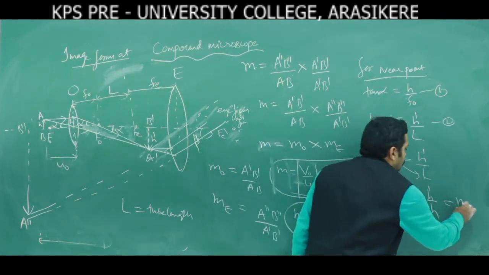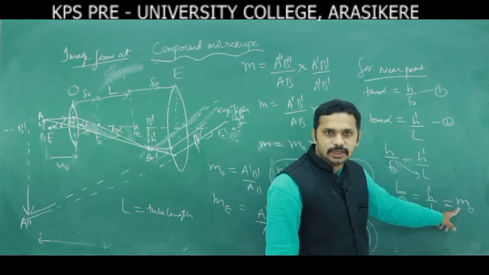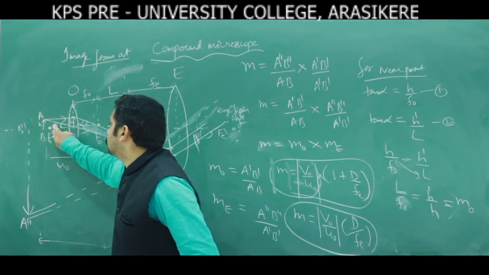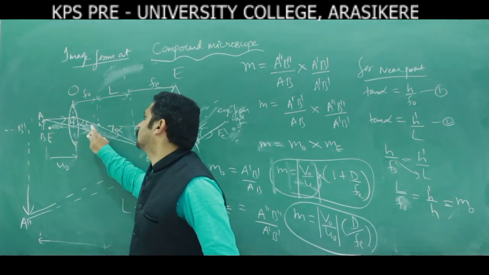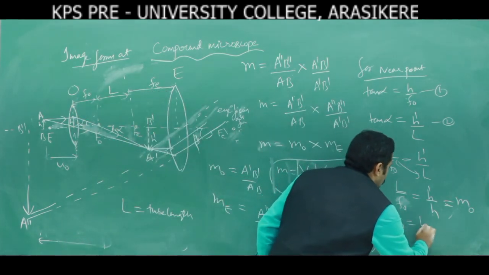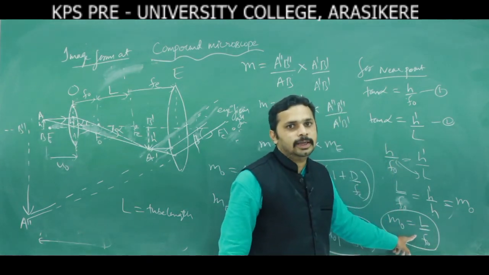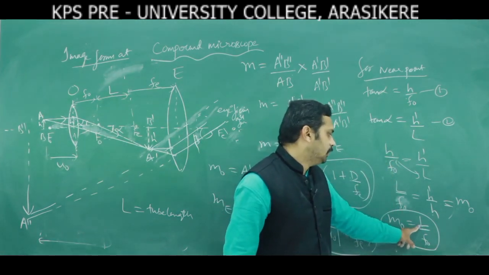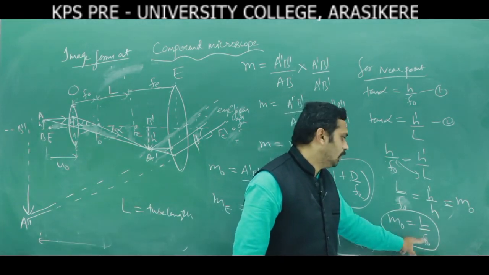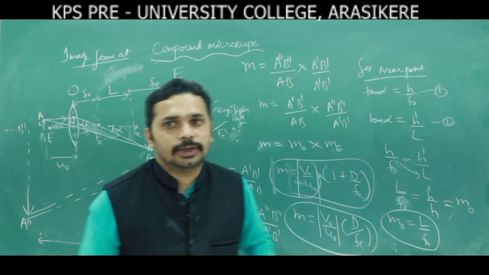It's called magnification. Magnification produced by the objective lens. This is the objective lens, M naught. So M naught is equal to L by F naught. The magnification produced by the objective lens is equal to L by F naught. What is L? Tube length. What is F naught? Focal length of the objective lens.